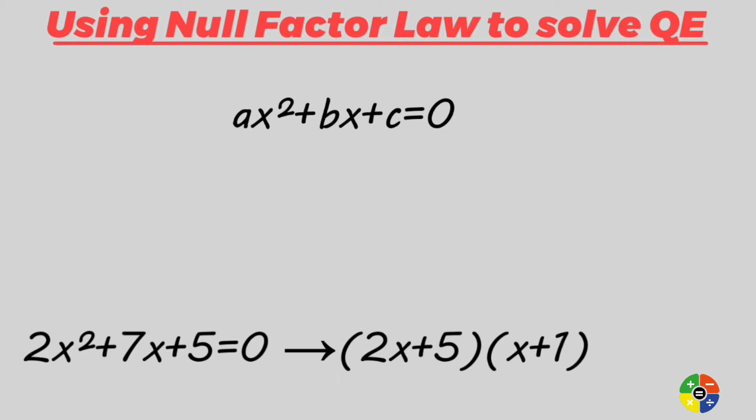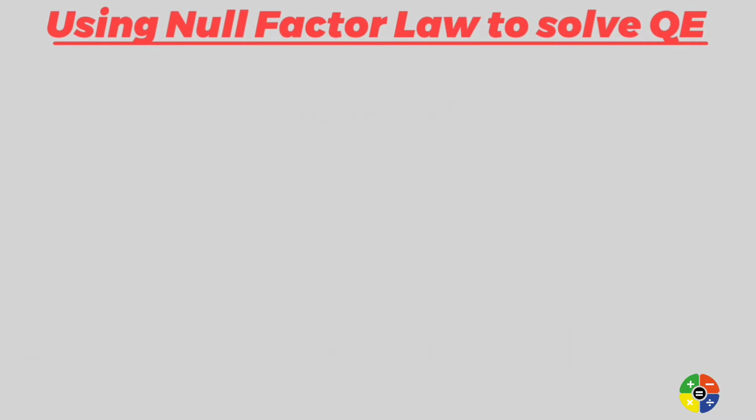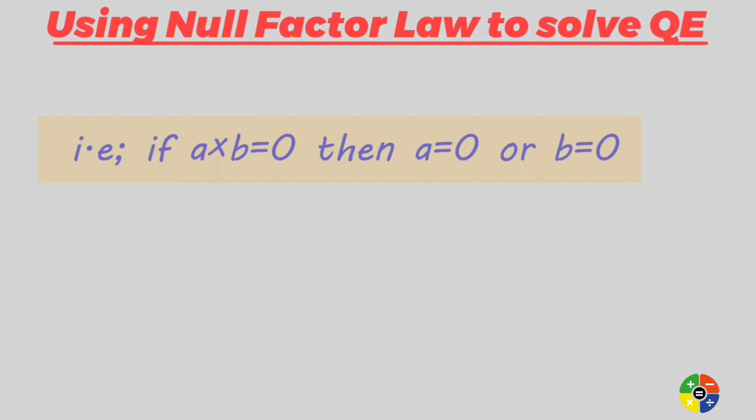In the previous video, we learned how to factorize quadratic expressions of the form 2x squared plus 7x plus 5. If you haven't watched the video yet, the link will be in the video's description. The Null factor law states that when the product of two or more numbers is 0, then at least one of them must be 0. That is, if a times b is equal to 0, then a is 0 or b is 0.